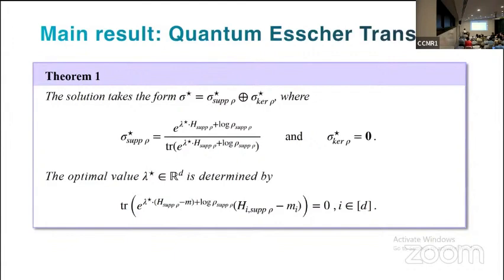This is the theorem on the solution of the problem, which gives the full form of sigma in two components. One is in the support of rho and the other in the kernel of rho. For the support of rho, it takes the form proportional to the exponential of lambda times H plus log rho, and in the kernel of rho, because rho is zero, sigma should be zero. And from the constraint of H and rho, we can determine the optimal value lambda star, which is the optimal point minimizing the quantum relative entropy.